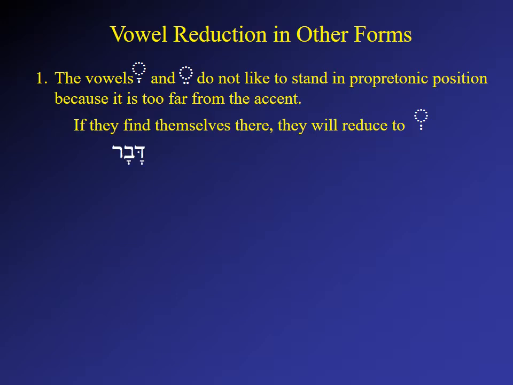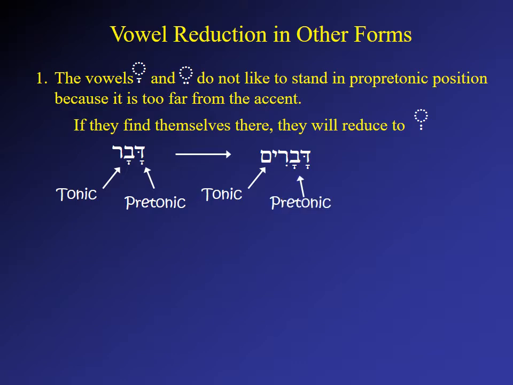So the word davar, everybody's happy. The kametz in var is the tonic syllable, and the kametz under the dalet is pretonic. So there's no problem here. But when we add the plural ending, then the tonic syllable shifts now to the im. This syllable then becomes pretonic. So reem is our tonic syllable, va is our pretonic syllable, and then da is our propretonic syllable.